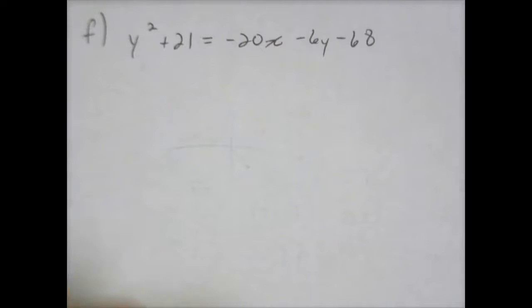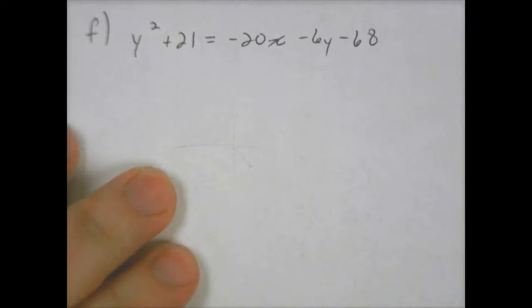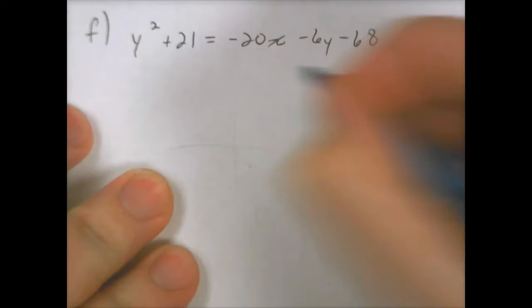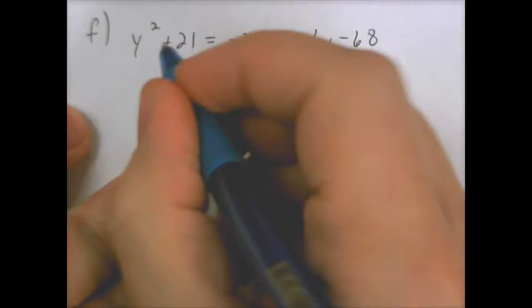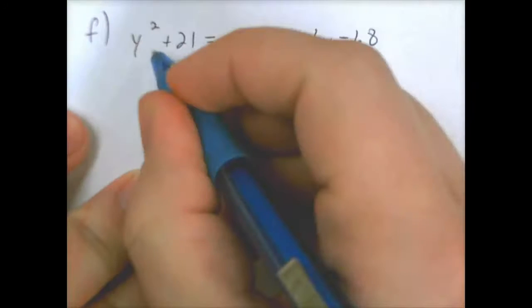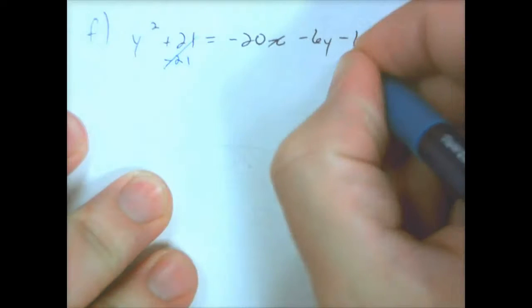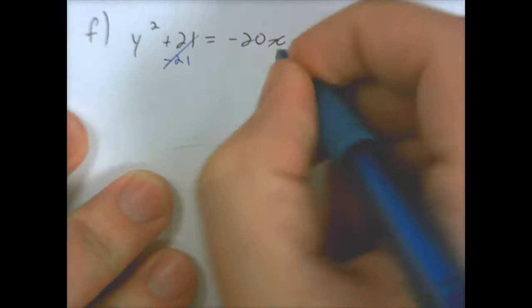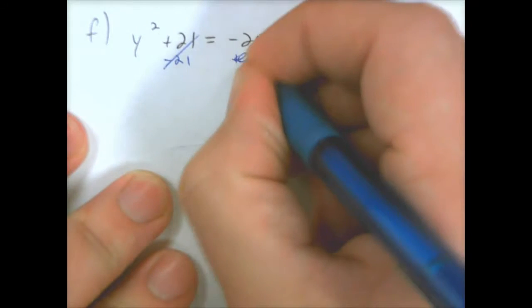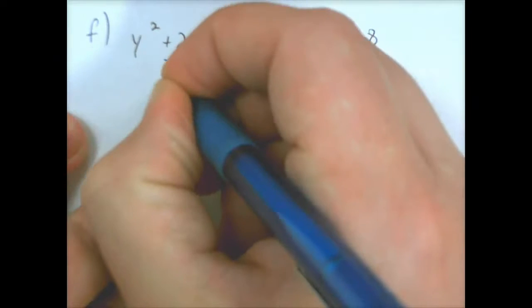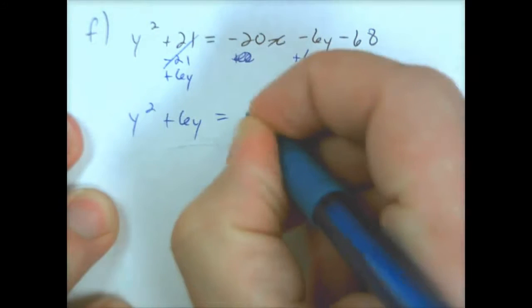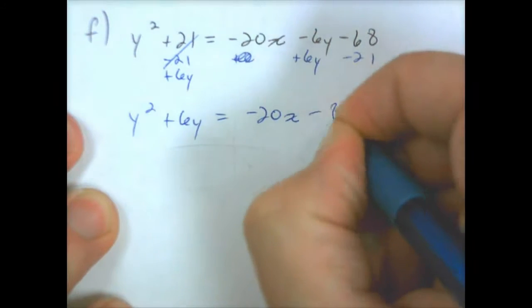Okay, I'm going to do another complete the square one with you guys. Again, in this one, the x's and y's are on different sides, so since I have y squared, I'm going to move over the 6y. I'm also going to move over the 21. So I'll subtract 21, and add 6y. So I have y squared plus 6y equals negative 20x minus 89.